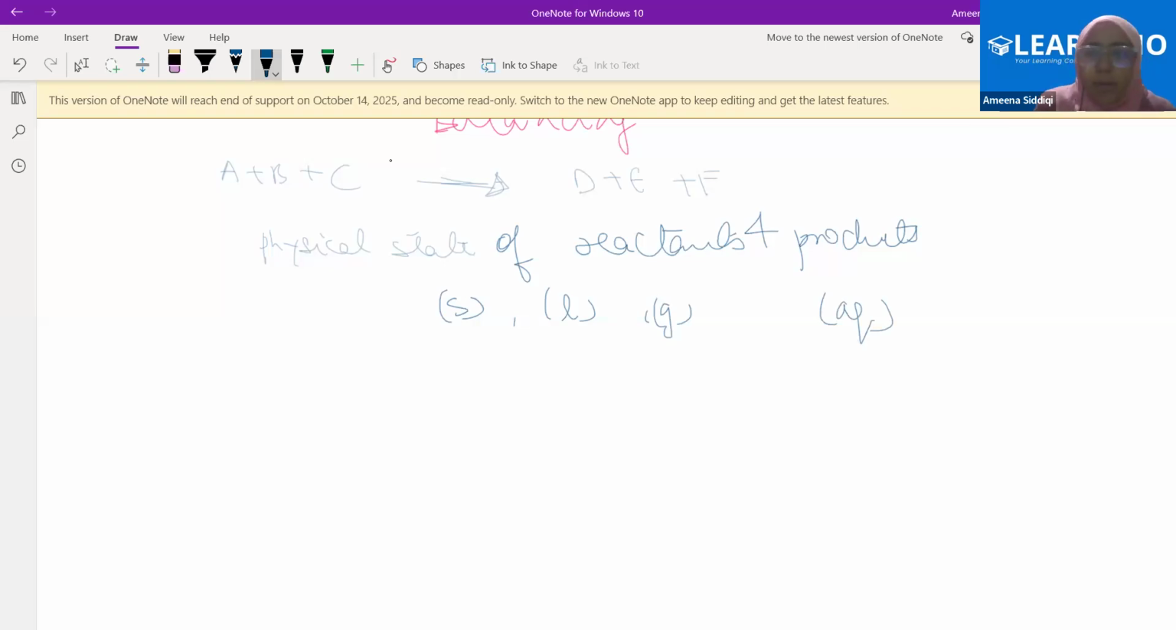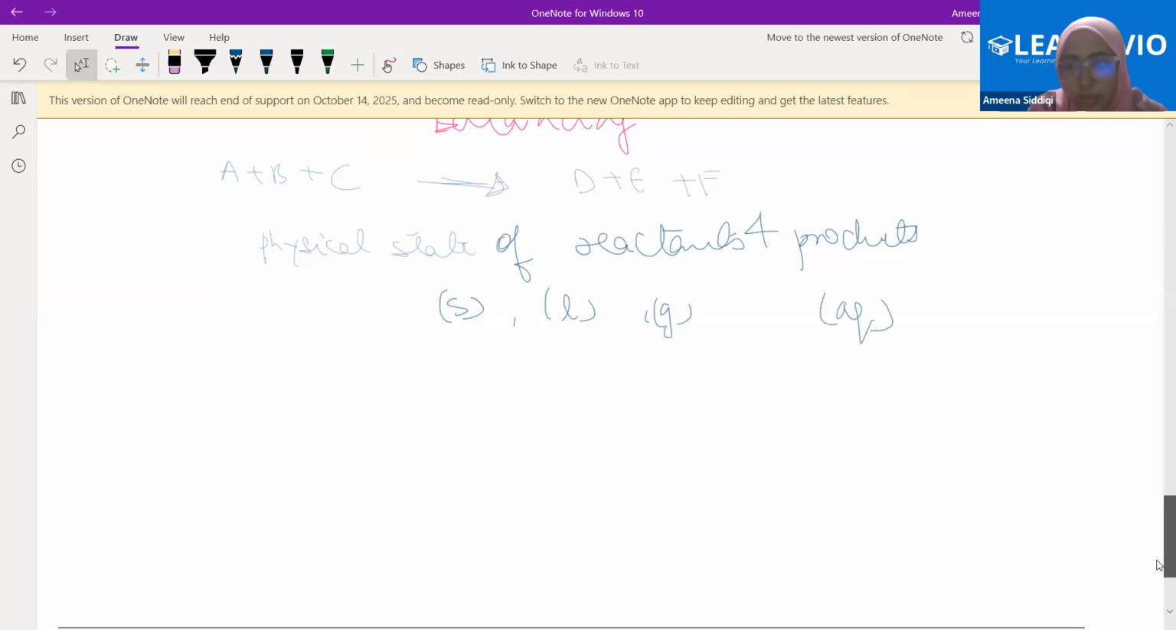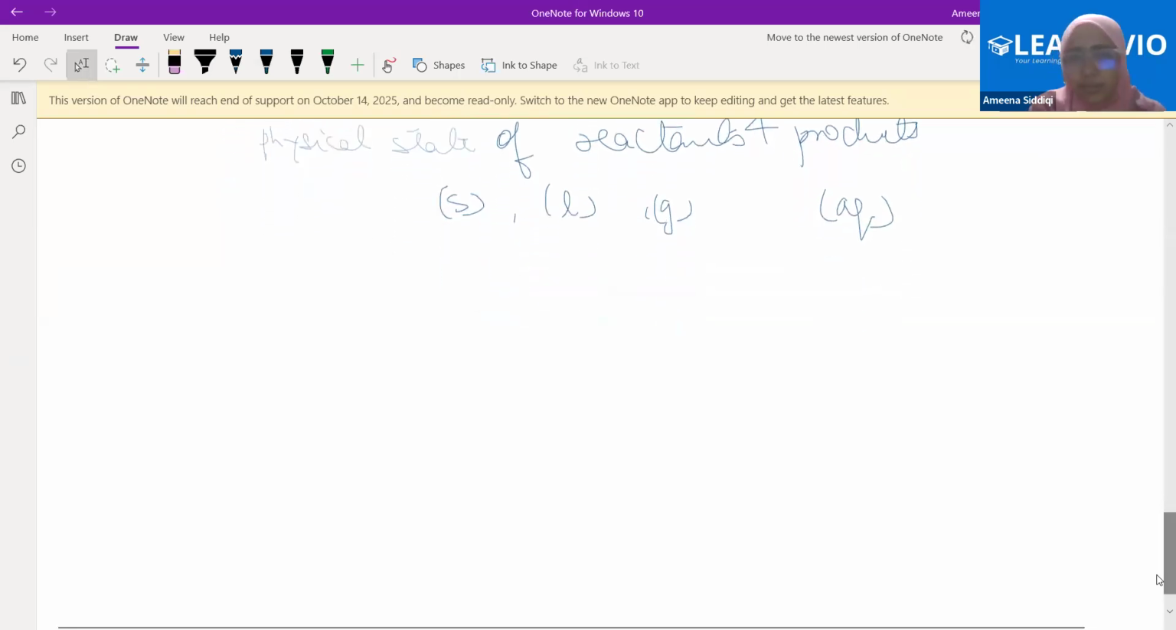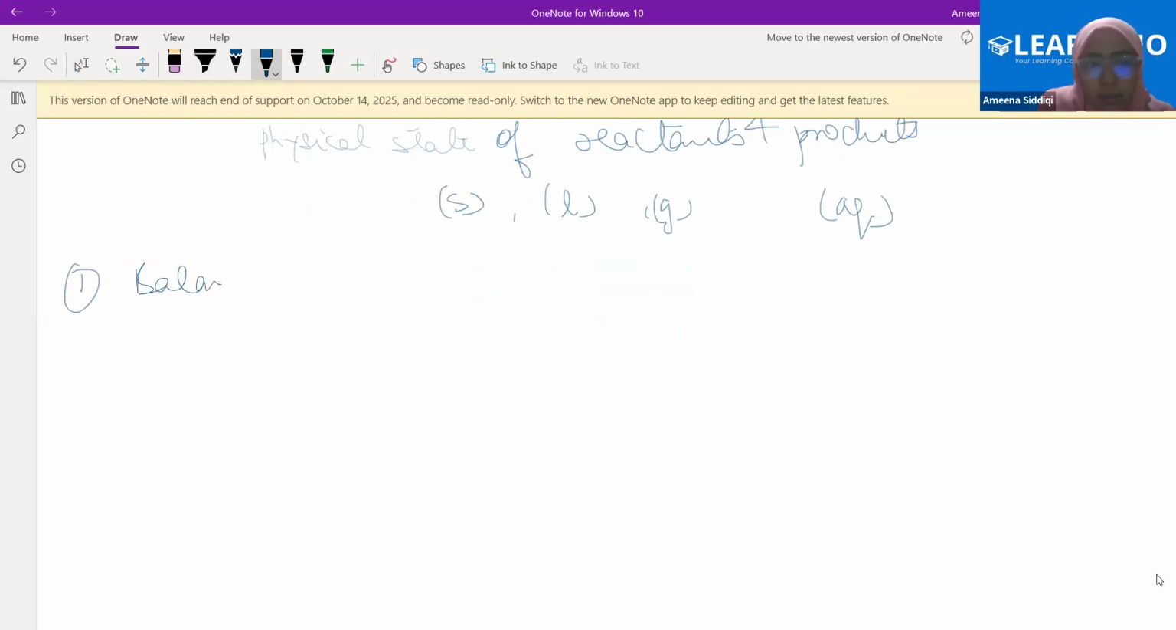Now, see, how do we balance the equation? So there are 4 steps. If you follow that, the balancing of chemical equations becomes very easy, okay? The first step is: balance the metal, balance any metal present on both reactants and product side, okay? One second, I'll write.